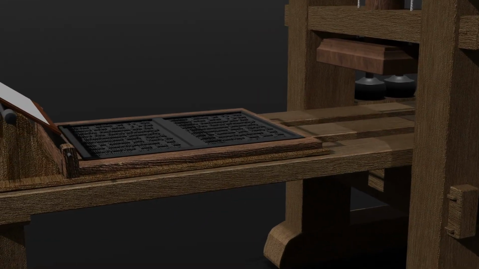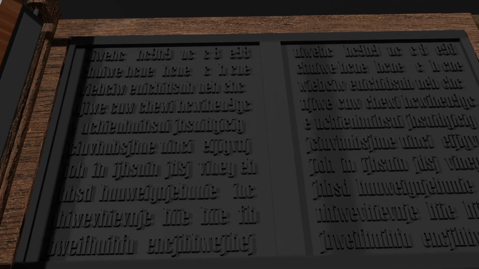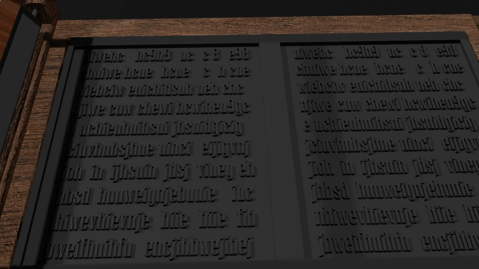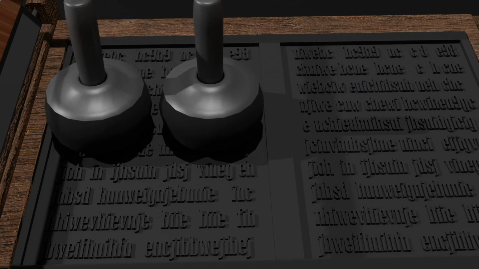In the early modern era, ink balls were used to apply ink, made of leather and wool. They would roll it into the ink and beat it into the type. The ink was made by a black lamp mixed with some oil.